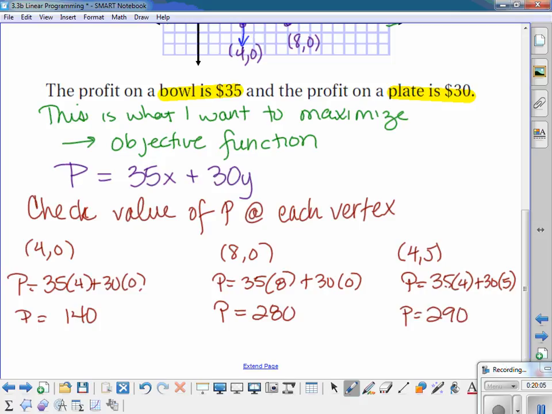So, how many bowls and plates should I make? Where was my maximum profit? 4 bowls, right? And 5 plates.